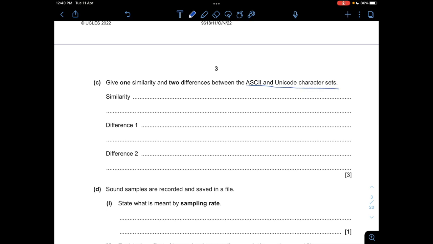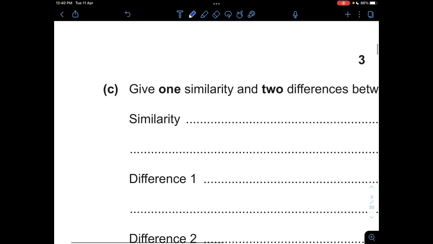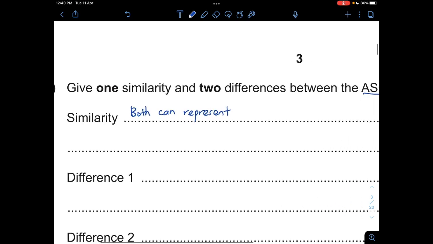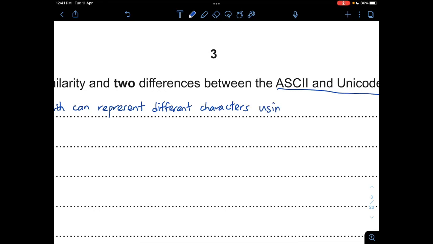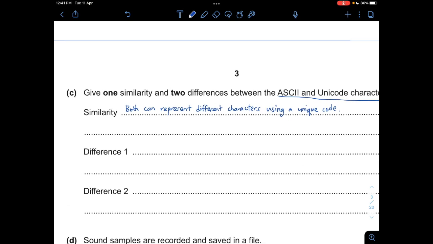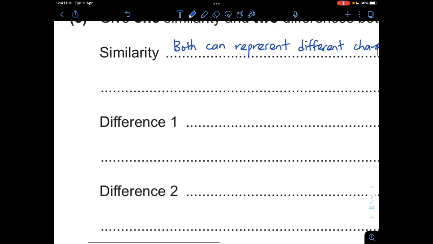Okay, so these character sets represent characters, right? Depending on what form it could be in, it's mostly in binary form. And so the similarity between these two is that both can represent characters, different characters, using Unicode. Right? So what are the differences?